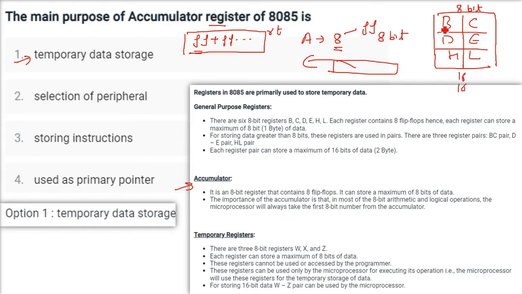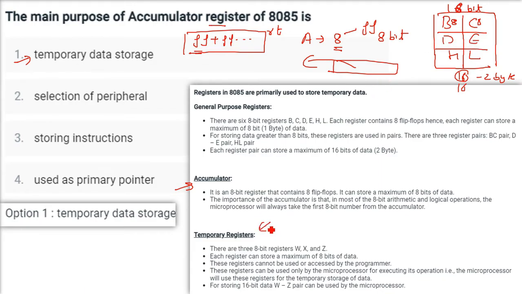And for storing data greater than 8 bits, these registers are used in pairs. So B and C, D and E, H and L, like this. B is 8-bit, C is also 8-bit, they combine, and then 16 bits is used. So each register pair can store a maximum of 16 bits of data, that is 2 bytes of data, right? These are general purpose registers.